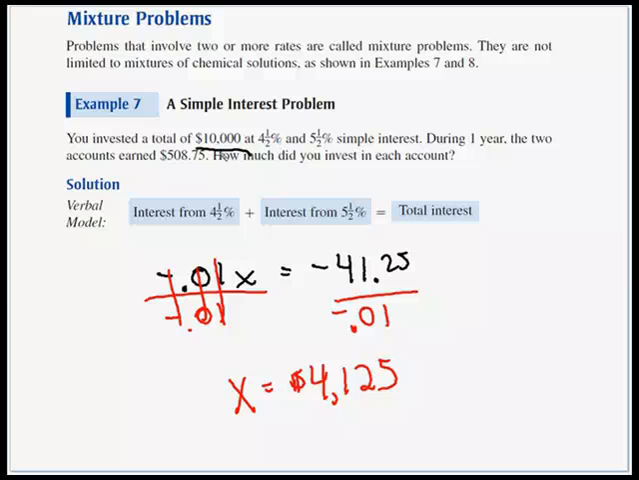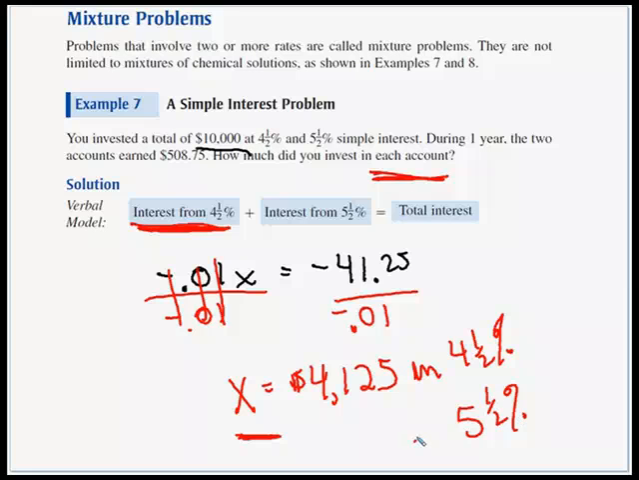Not exactly. It said how much did you invest in each account? Well, X was how much we put into the 4.5% account. So this is $425 in the 4.5% account. So then how much did we leave in the 5.5% account?